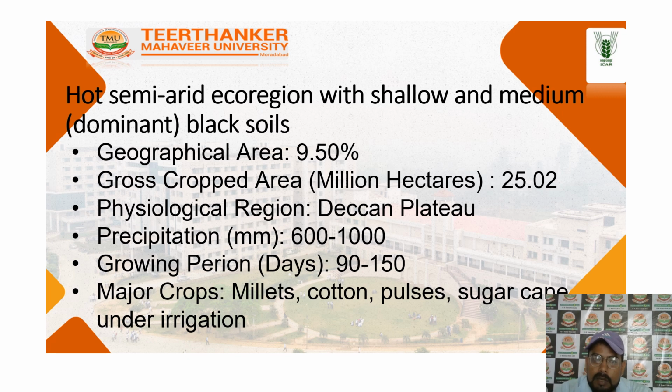Next is the hot semi-arid ecological region with shallow and medium black soils. The geographical area is 9.5% and gross crop area is 25.02. The geological region is the Deccan Plateau hills. Precipitation is 600 to 1000, with growing period of 90 to 150 days. Major crops under this condition are millet and sugarcane.